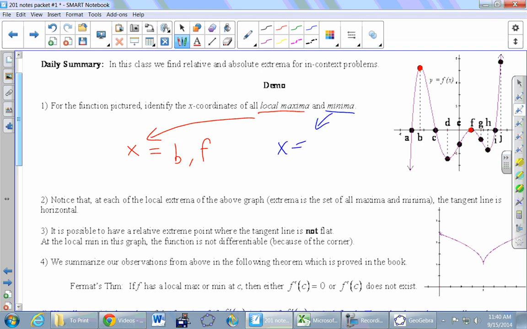These are points that are lower than points that are nearby. So where's the first local minimum? D is good, the next local min, H is good. All right, so we're just looking for local peaks and valleys. All right, let's go to number 2. Petru, can you read 2?